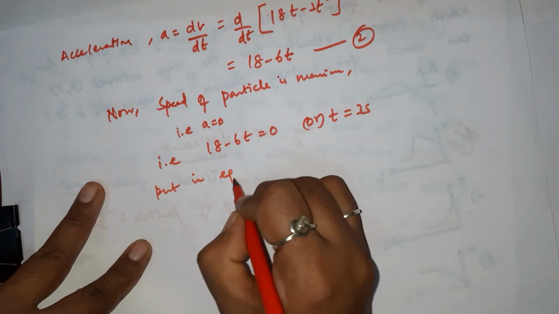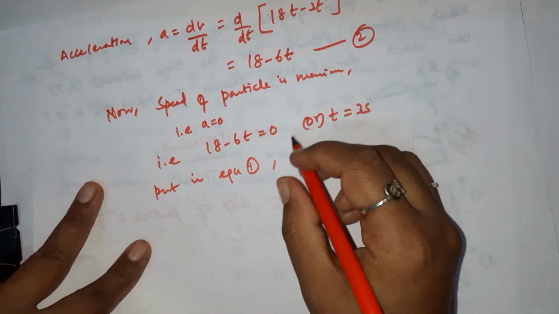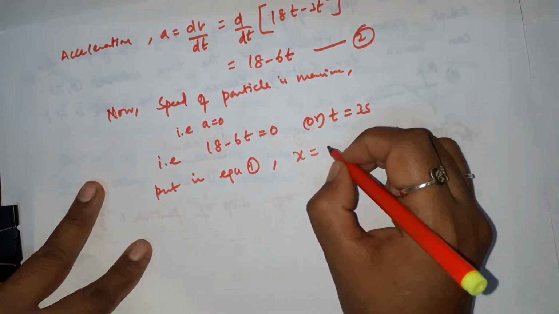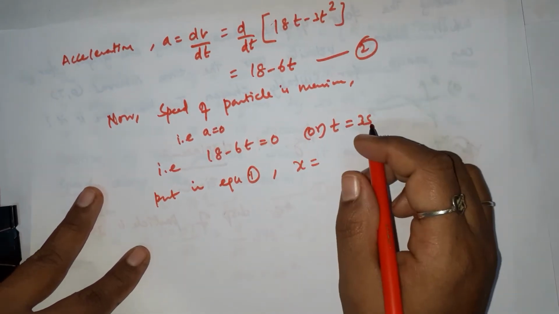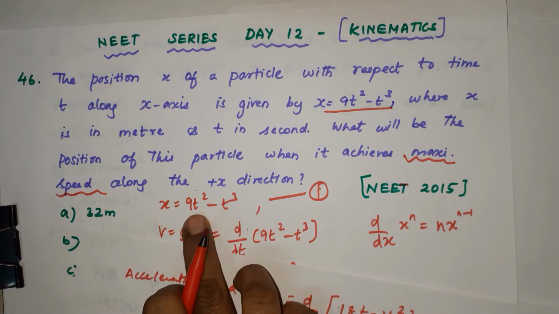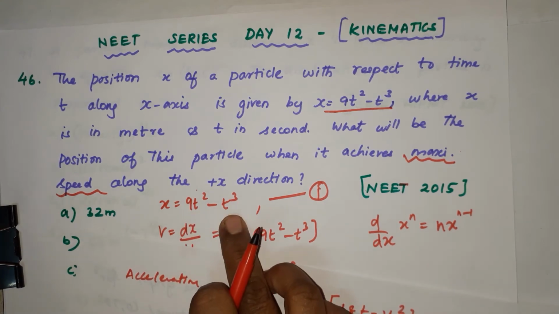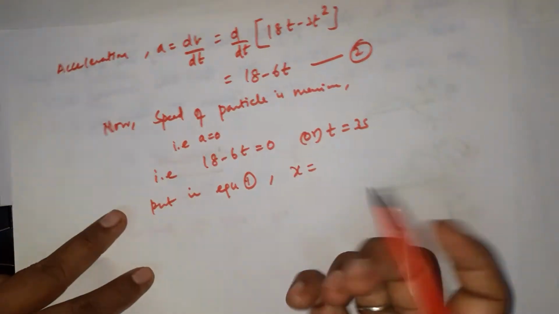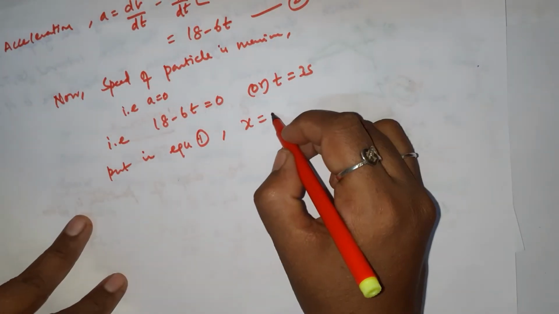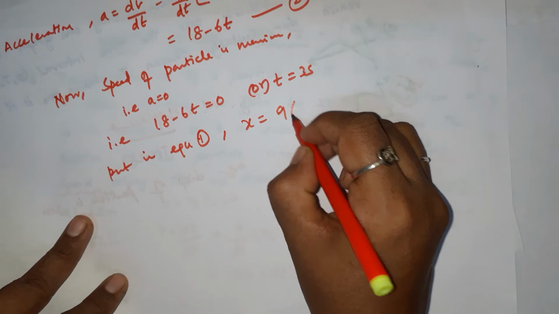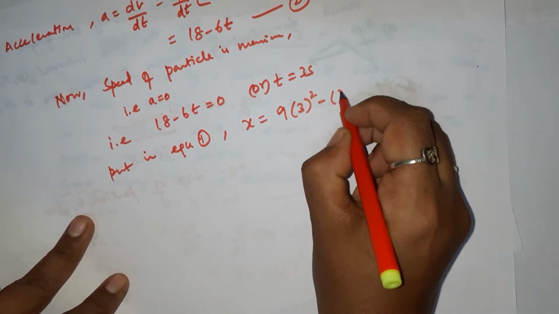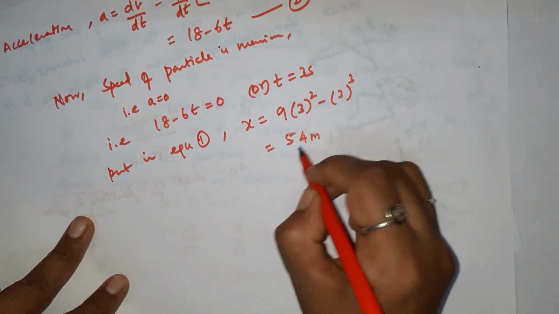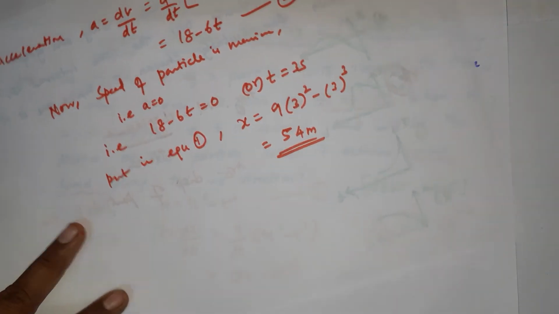Putting in equation 1, we obtain the position of the particle at that time. The first equation is x equals 9t square minus t cube. Instead of t, I substitute 3 here and here also 3. So x equals 9 times 3 square minus 3 cube, which gives 54 meters.